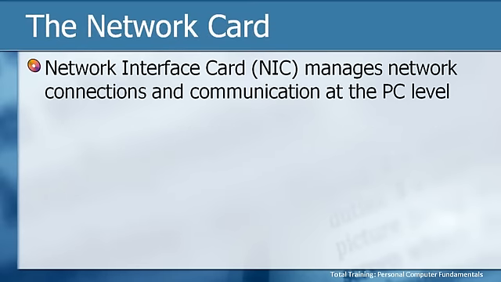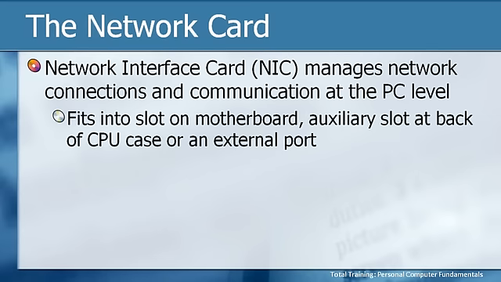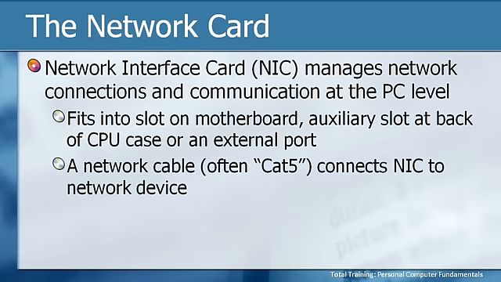We start off with the network card. The network interface card, which is shortened to NIC, manages the network connections and communicates at the PC level. It can fit into a slot on the motherboard. It can use an auxiliary slot at the back of the CPU case, or it can even be an external port, possibly fitting into your USB drive. With a traditional NIC, we're going to have some type of network cable, often called a Cat5 cable, that connects the NIC to the network device.